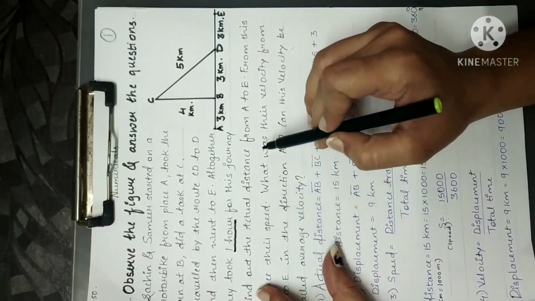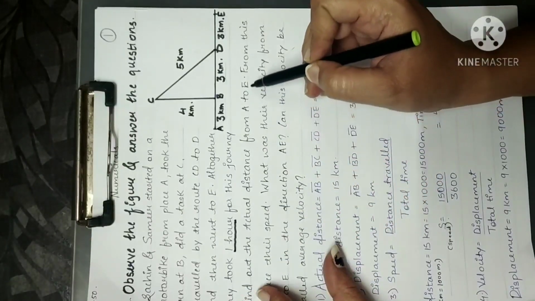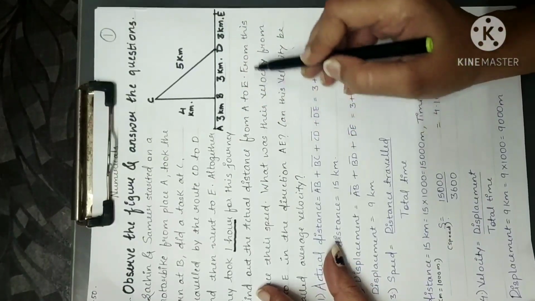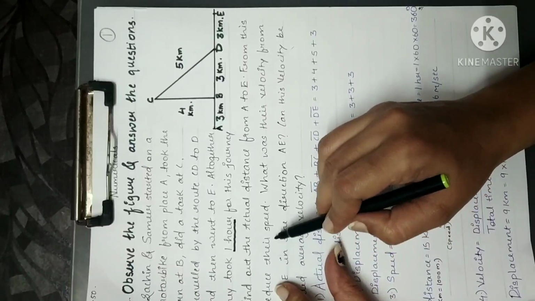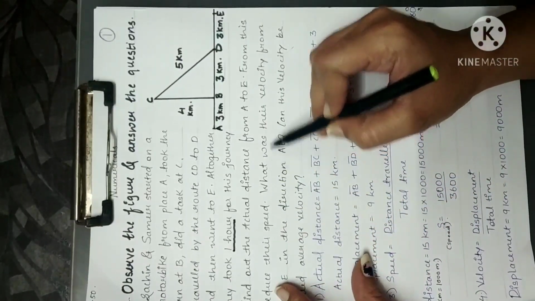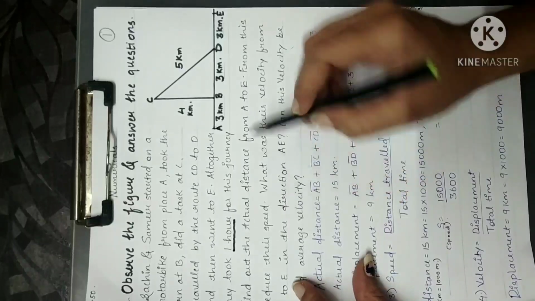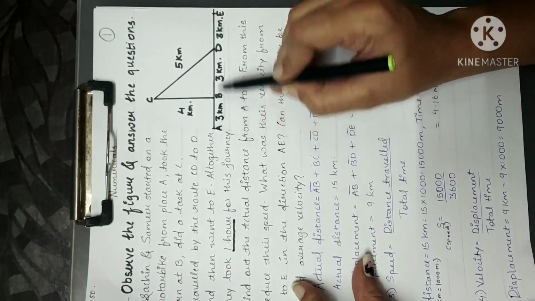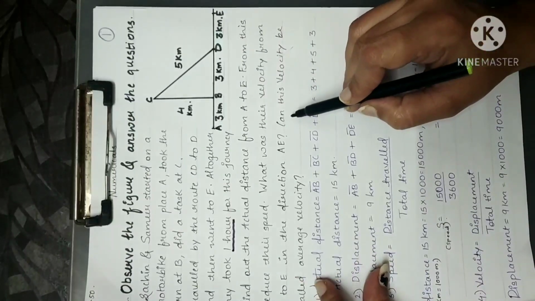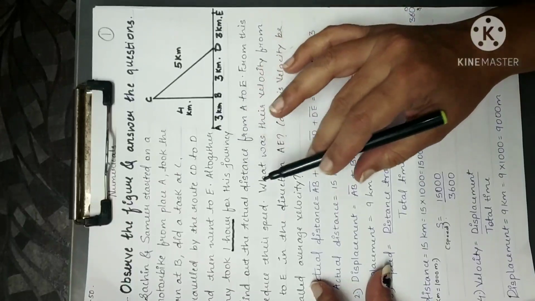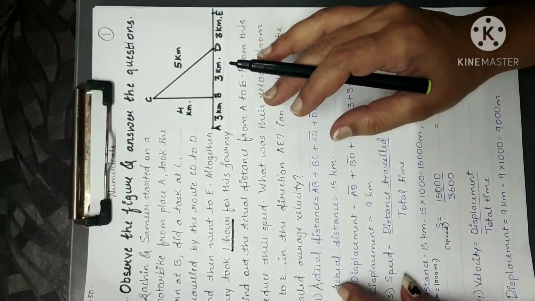Find out the actual distance from A to E. From this, deduce their speed. What was their velocity from A to E in the direction AE? Can this velocity be called average velocity? All these question answers we have to give.